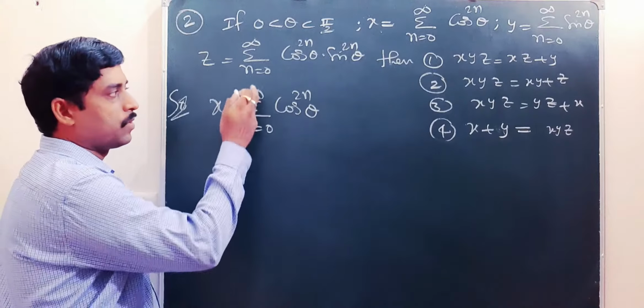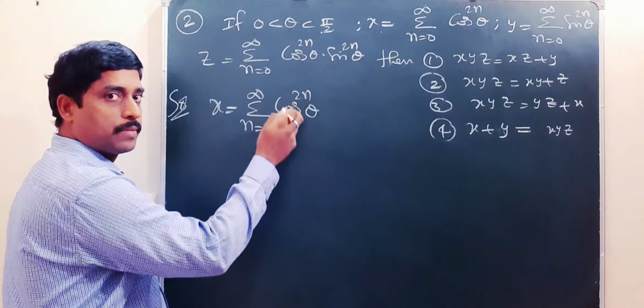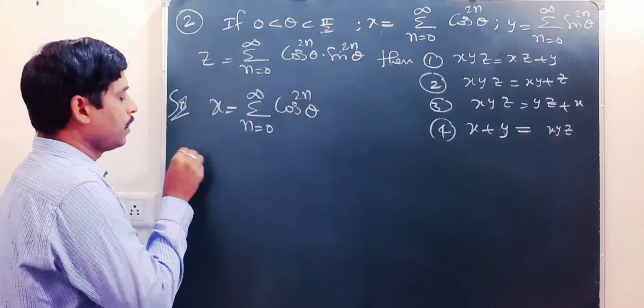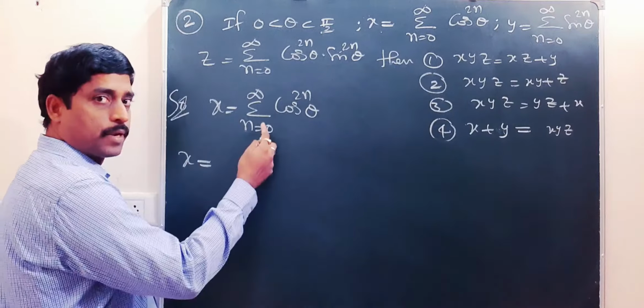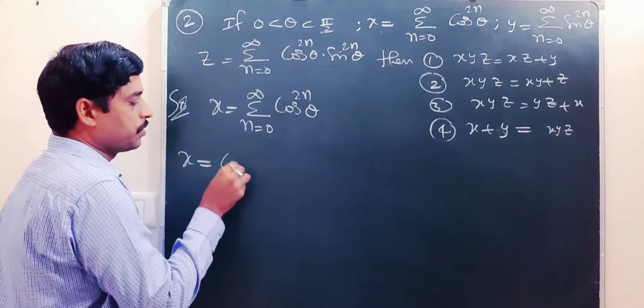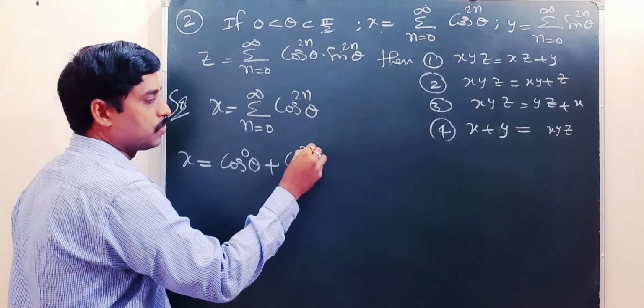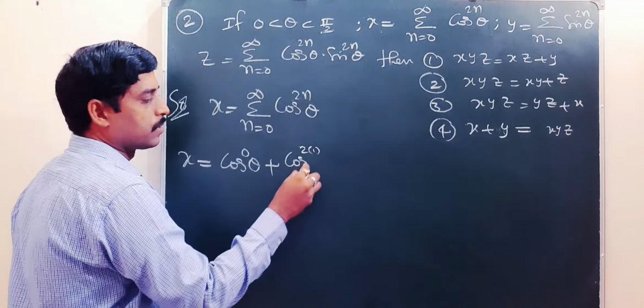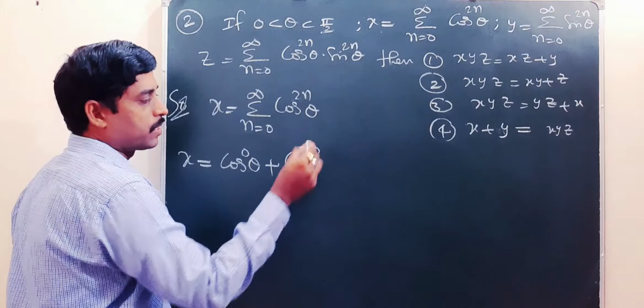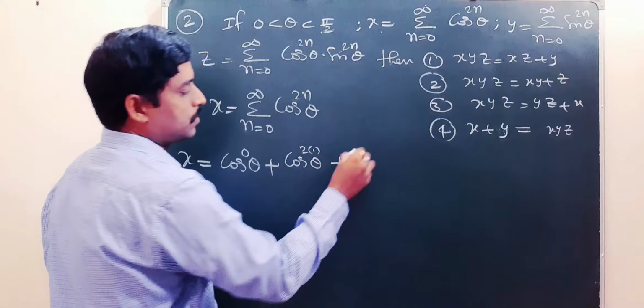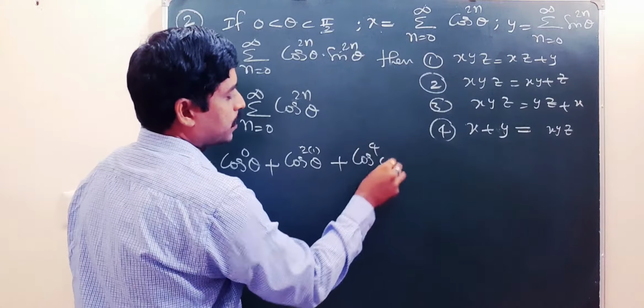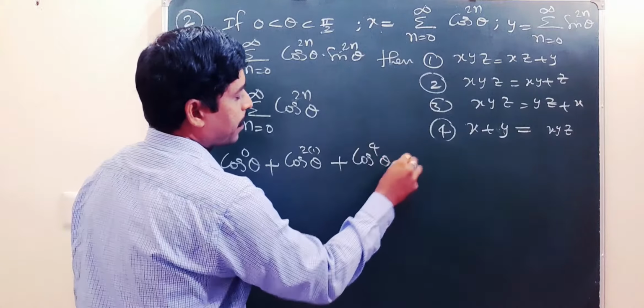Summation n equal 0 to infinity cos to the power 2n theta. X is equal to, put n is equal 0, it will be cos to the power 0 theta, right, plus put n is equal to 1, it will be cos square theta, cos to the power 2 into 1 theta. Put n is equal to 2, it will be cos to the power 4 theta up to infinity. Okay, this is infinite GP.